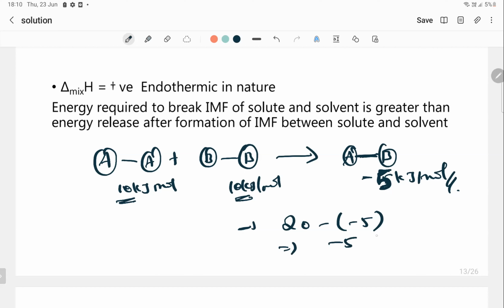Minus 5 minus 20. Oh, minus 5 plus minus 20, you are saying it this way. Delta, one minute, just wait. So the product minus reactant. So minus 5.